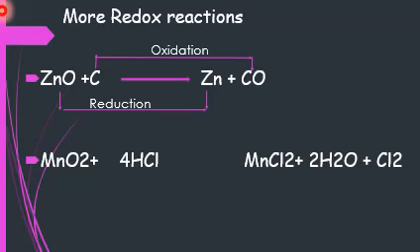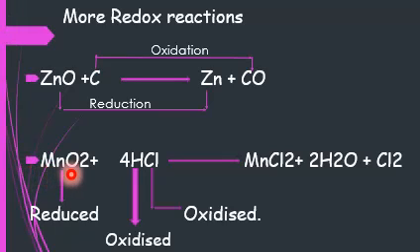Next, MnO2 plus 4HCl gives you MnCl2 plus H2O plus Cl2. Study this carefully, then we come to know there are oxidation and reduction reactions involved over here. If we see MnO2 gets converted into MnCl2, that means oxygen is removed from here, and that's how it undergoes a reduction reaction. Talk about hydrogen getting converted into H2O. That means oxygen is added over here. Hydrogen is undergoing oxidation, or it is said to be oxidized.